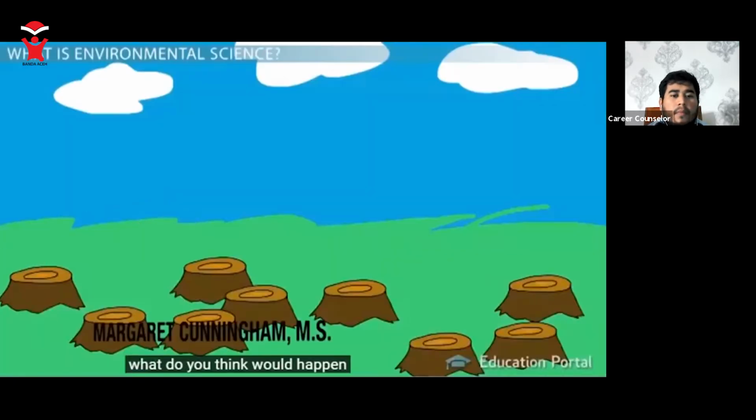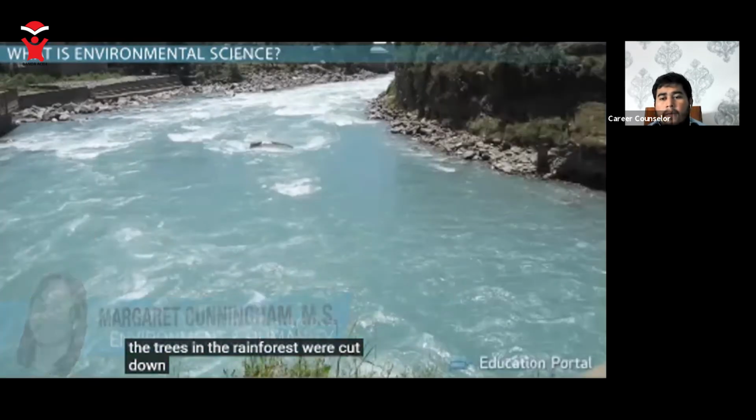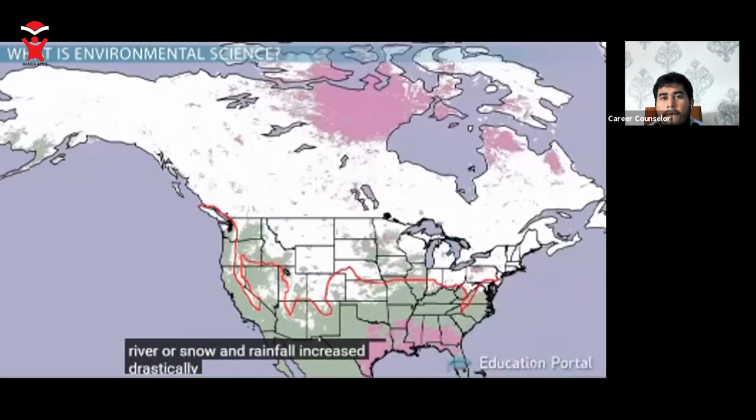What do you think would happen if all of the trees in the rainforest were cut down, or if chemicals were spilled in a river, or if snow and rainfall increased drastically?